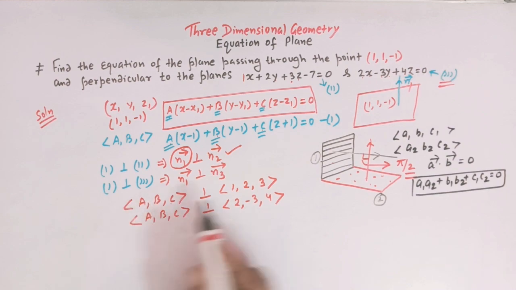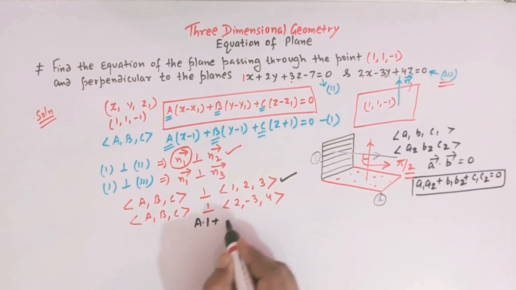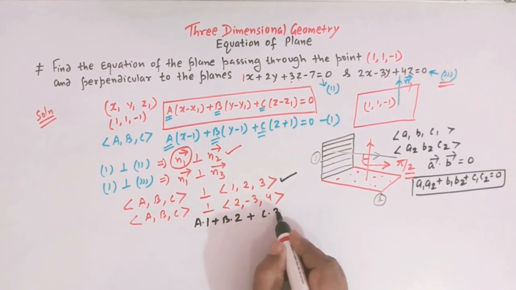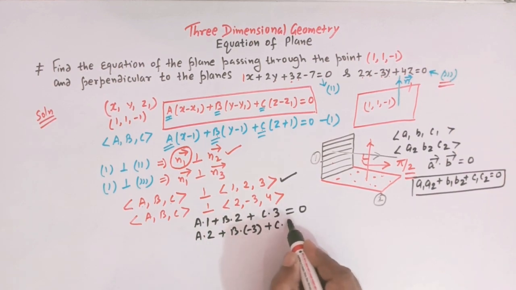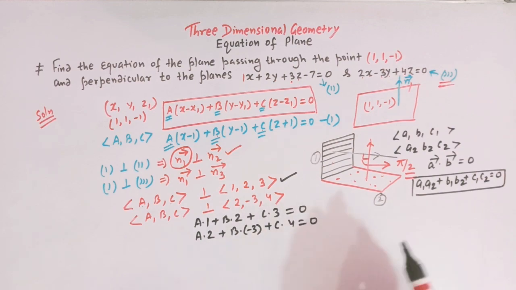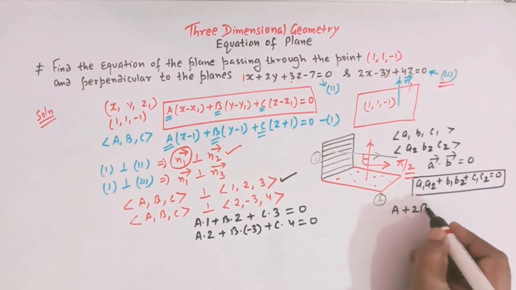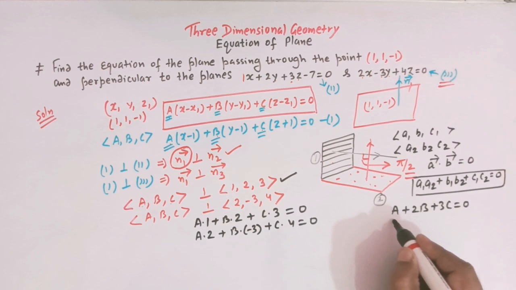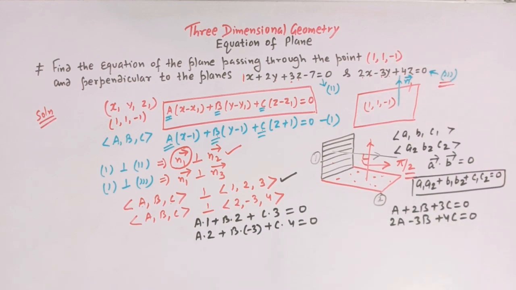So here in this case what we will get, see, we have a times 1, then b times 2, then c times 3 is equal to 0, and in this case we have a times 2, then b times minus 3, then c times 4 is equal to 0. Now let us rewrite these equations as a plus 2b plus 3c is equal to 0, and 2a minus 3b plus 4c is equal to 0, right? So now we have two equations to solve, but here we have three variables, right?